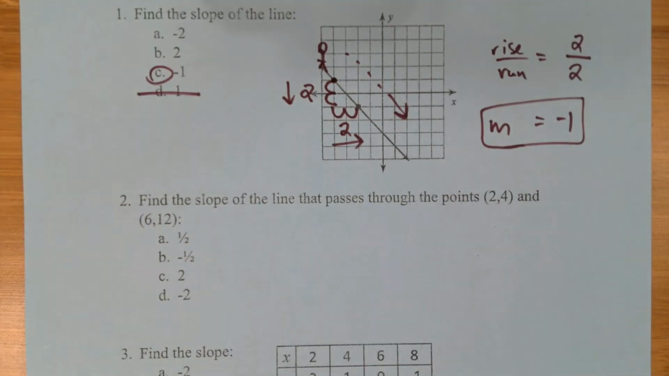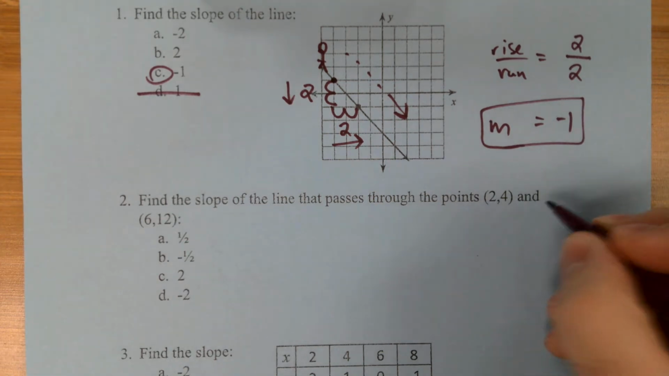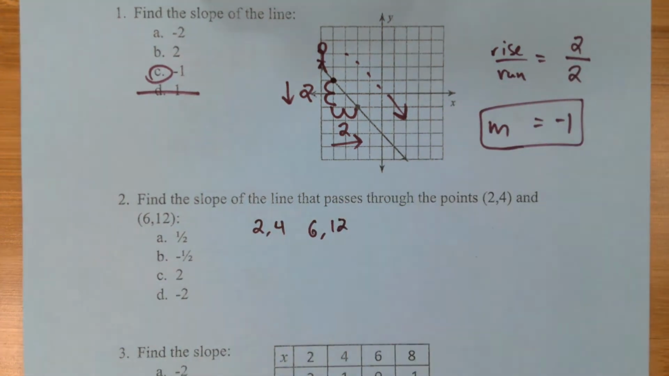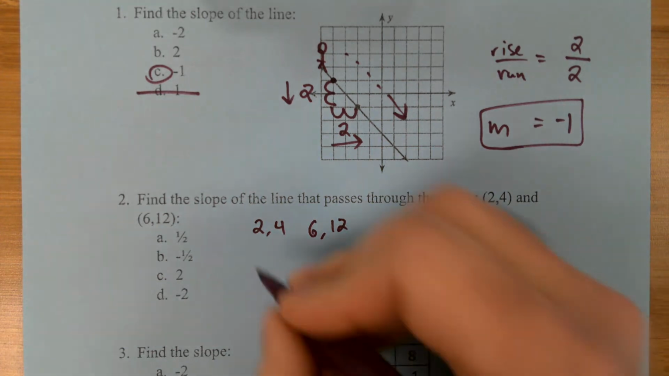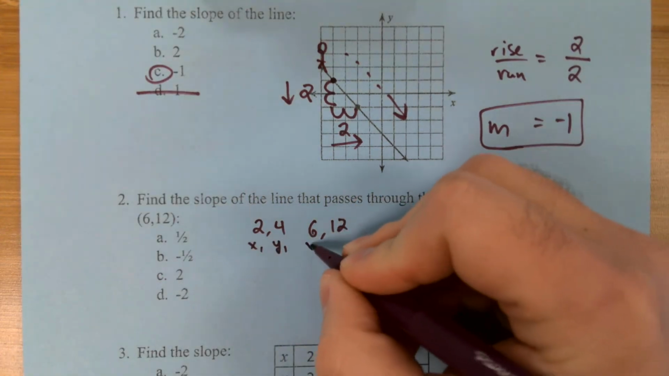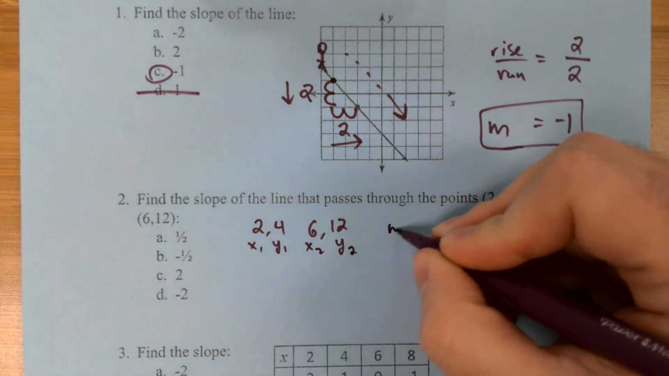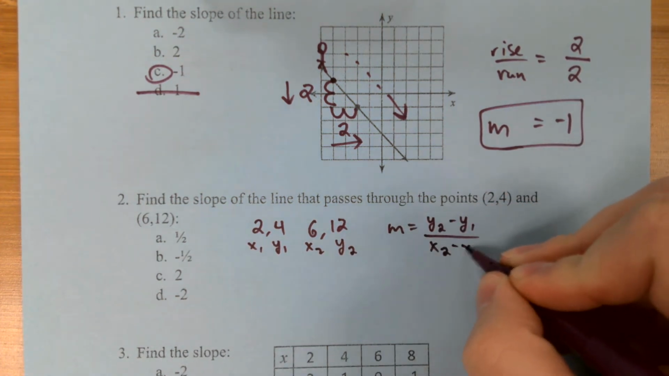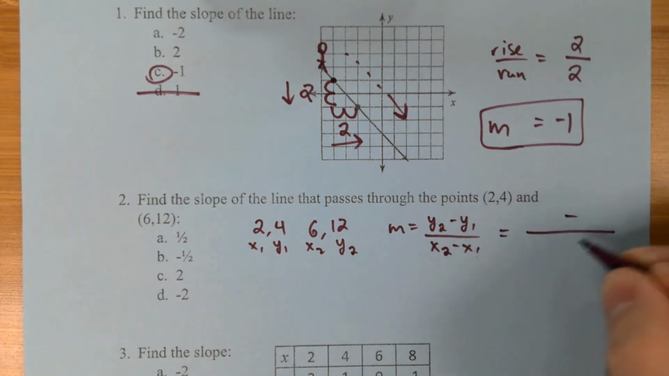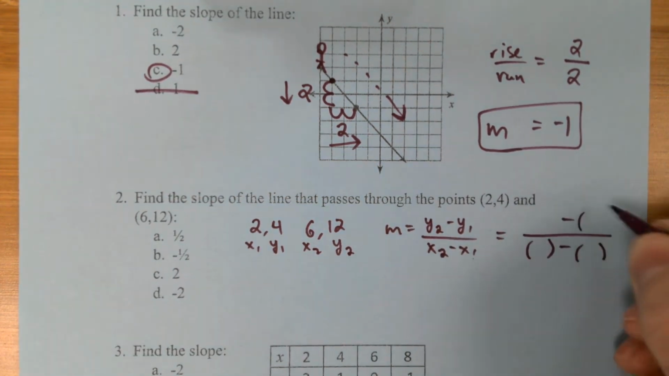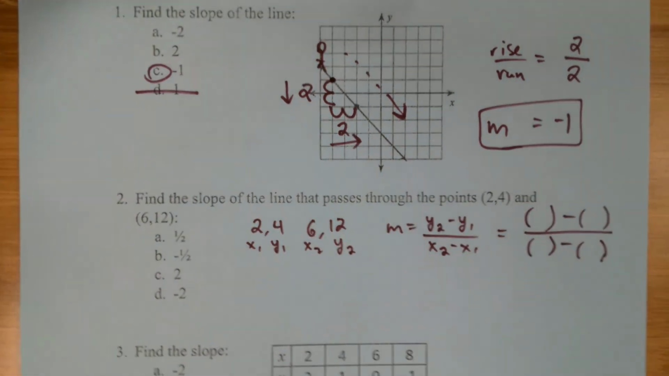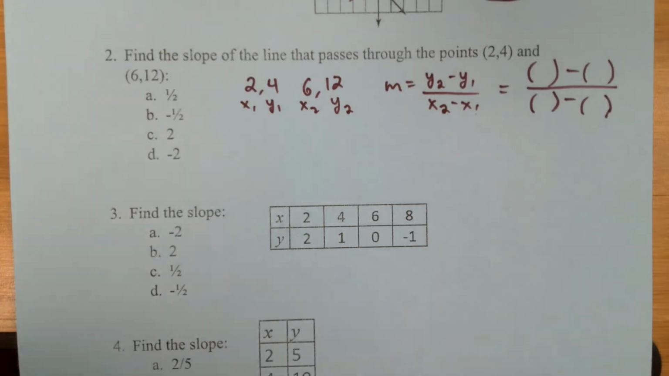Number 2, just like our warm-up, we're going to have to use the slope formula here between 2, 4 and 6, 12. We'll go ahead and label those x1, y1, x2, y2. Our formula looks just like this, as we know. So this is how we're going to set it up. I'm going to move down past number 1 now to number 2.